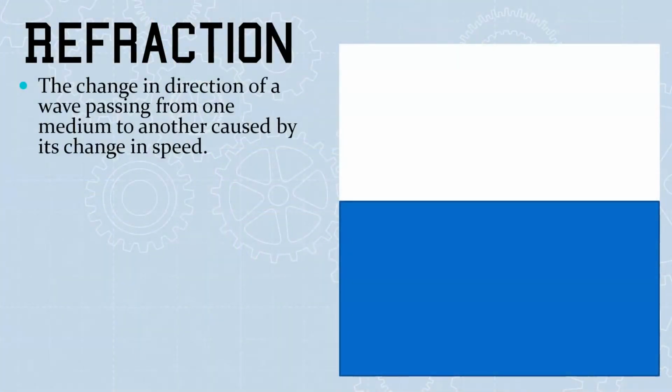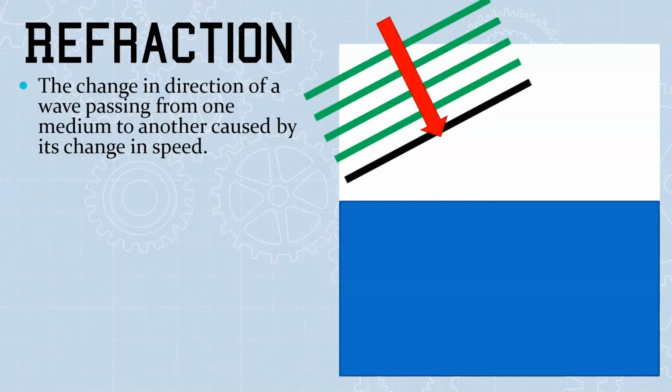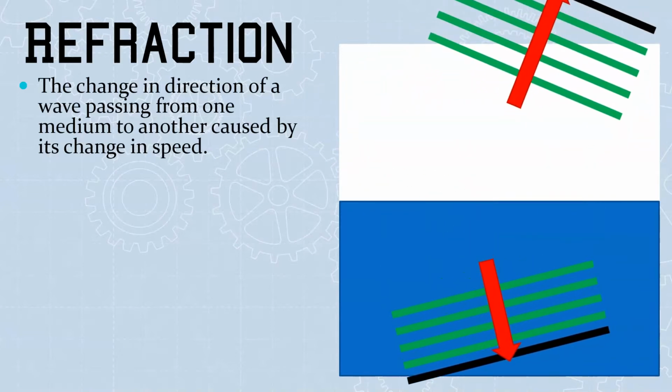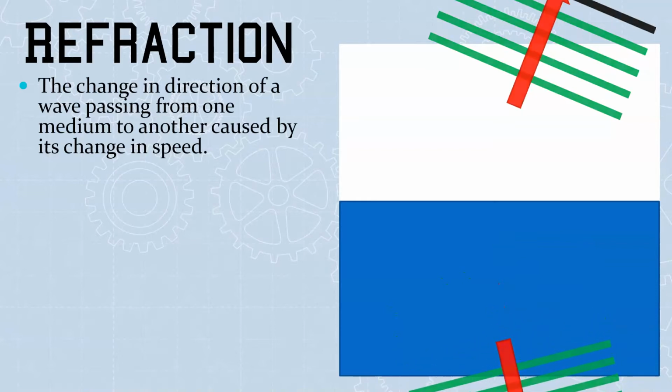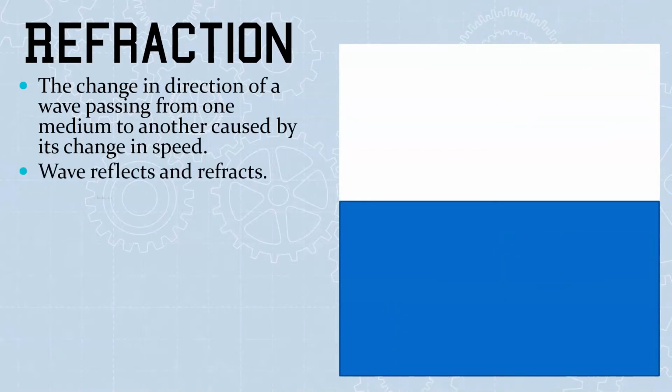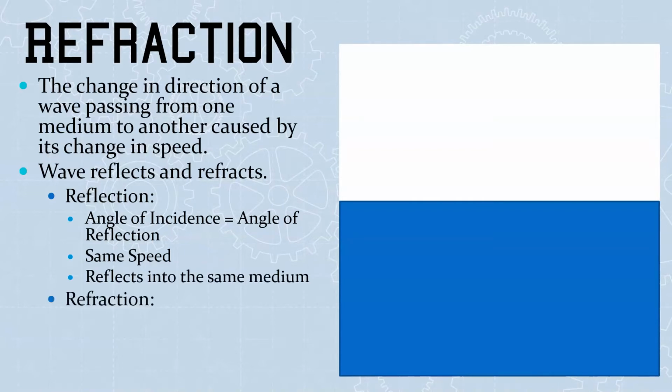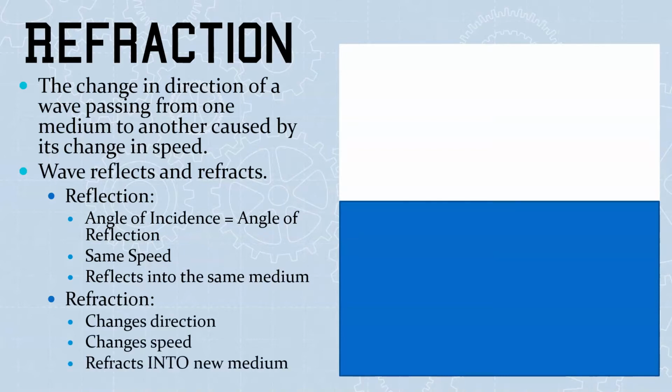We can define refraction as the change in direction of a wave passing from one medium to another caused by its change in speed. Now, as it refracts, it also reflects. Notice it reflects off. When it reflects, we notice the angle of incidence equals the angle of reflection. We see the same speed. It reflects in the same medium. However, when it refracts, it changes direction, it changes speed, and it refracts into a new medium.